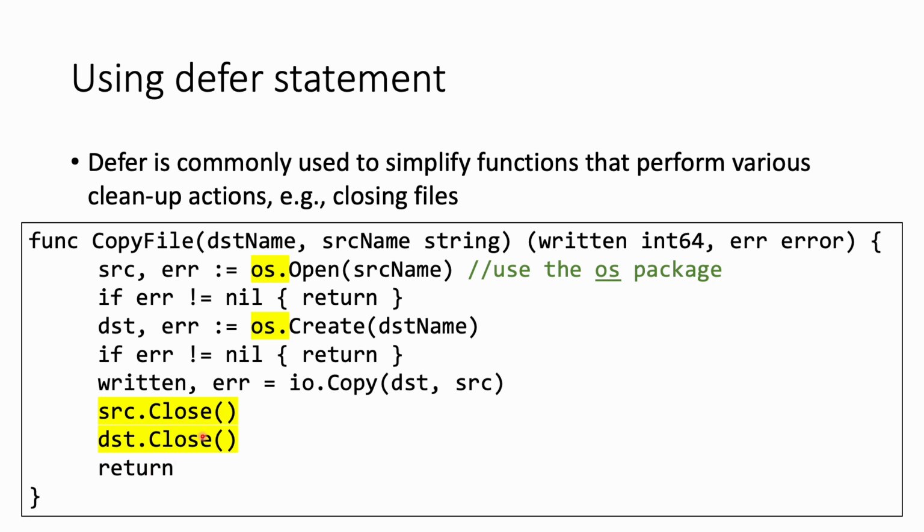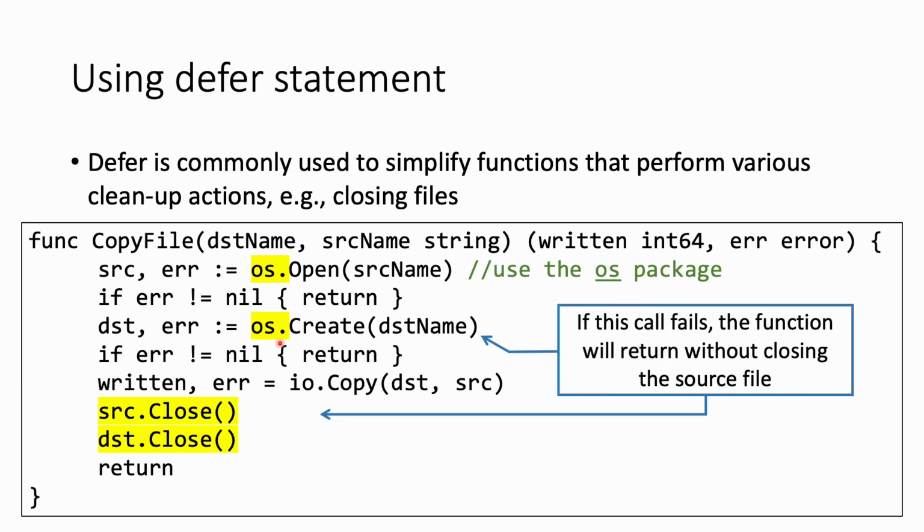So this works, but there is a bug. That is, if the call to os.Create fails, then the function will return without closing the source file. And this can be easily remedied by putting a call to src.Close before the second return statement. But if the function were more complex, the problem may not be so easily noticed and resolved.